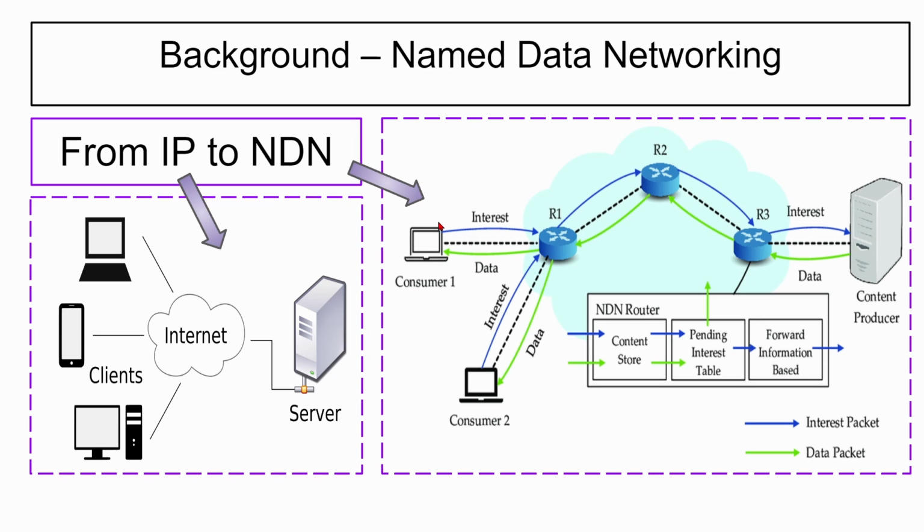In NDN, when a consumer requests a resource by sending an interest packet, it is routed to an NDN router, and then the NDN router requests it from either another NDN router or the content producer itself. When they get the data back, they hold on to it for future inquiries by other consumers and then pass it off to the consumer that requested it originally.